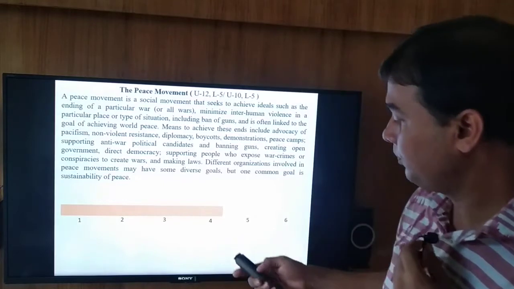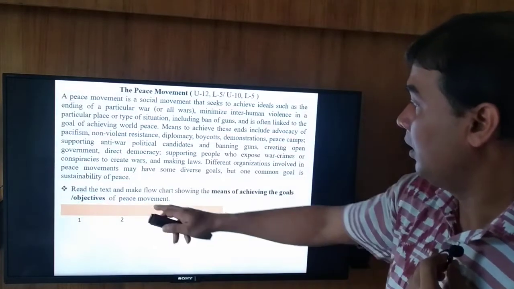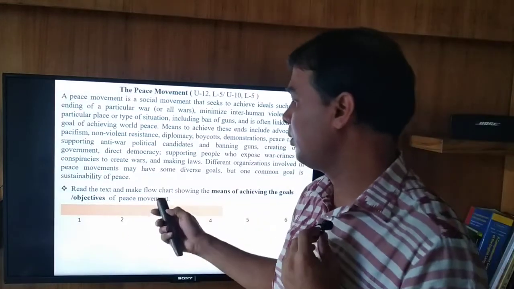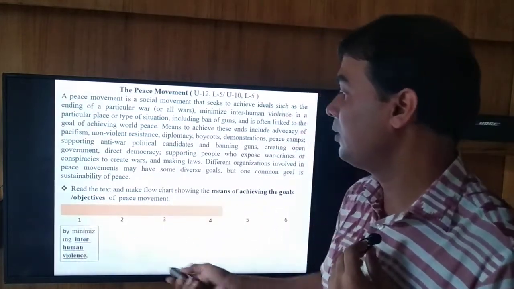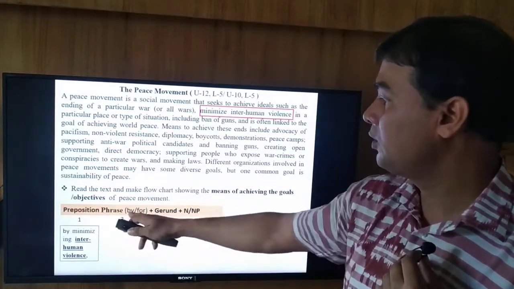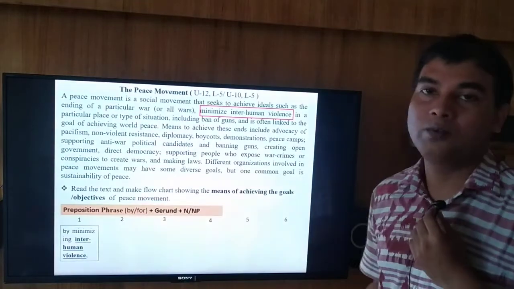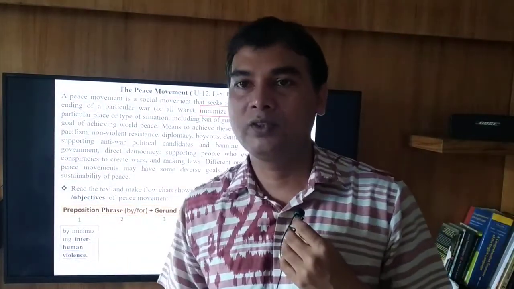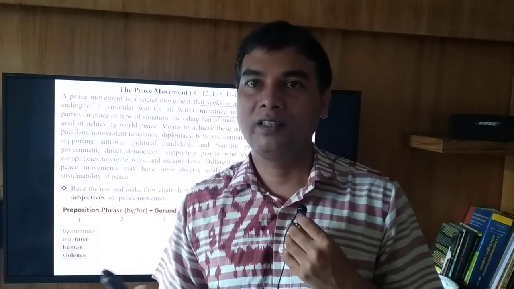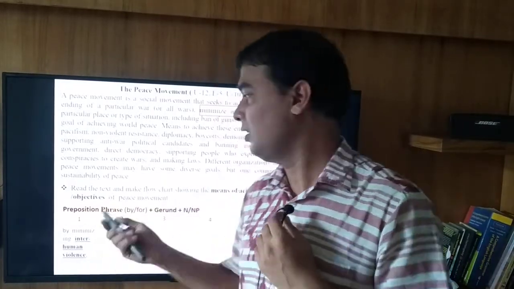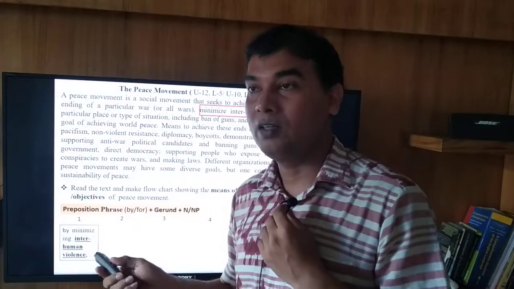So here you see, make a flowchart showing the means of achieving goals and objectives of the peace movement. Here I am using a different technique, and that is preposition plus gerund or noun phrase. So what I mentioned earlier, that you can write a flowchart using different techniques, and the number of those common techniques is 6. You can use any of the techniques that is suitable or appropriate for you.